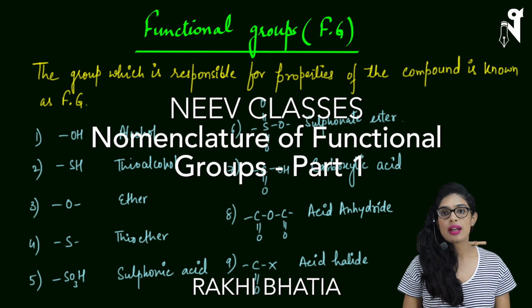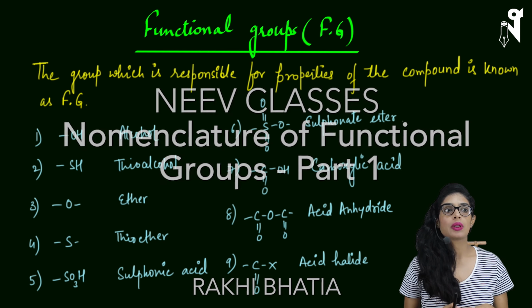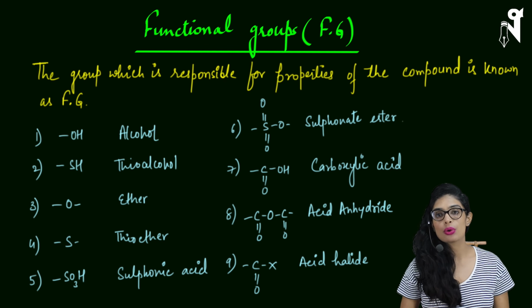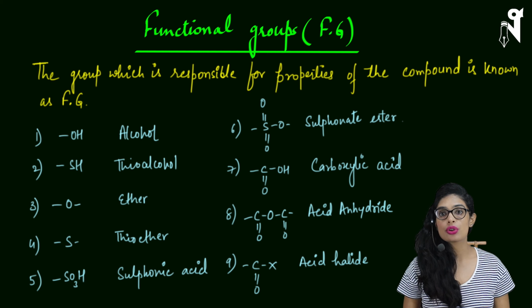Hello everyone. In the last class, we had spoken about the cyclic chains with the double bond, triple bond, bicyclo. We had spoken about the naming of alkanes, alkenes, and alkynes. So this is all what we have covered till date. Now we'll be talking about the functional group naming.